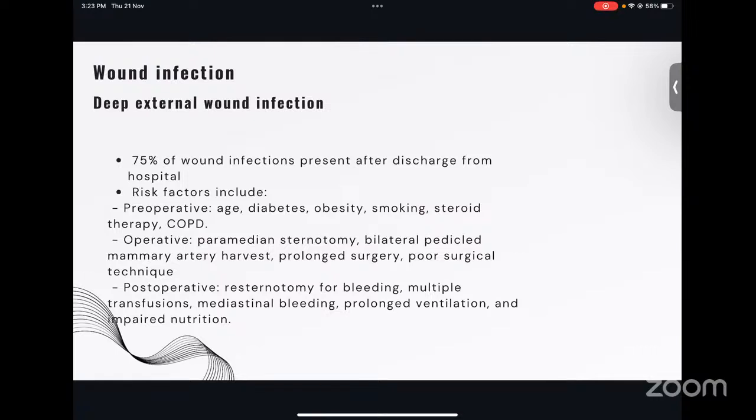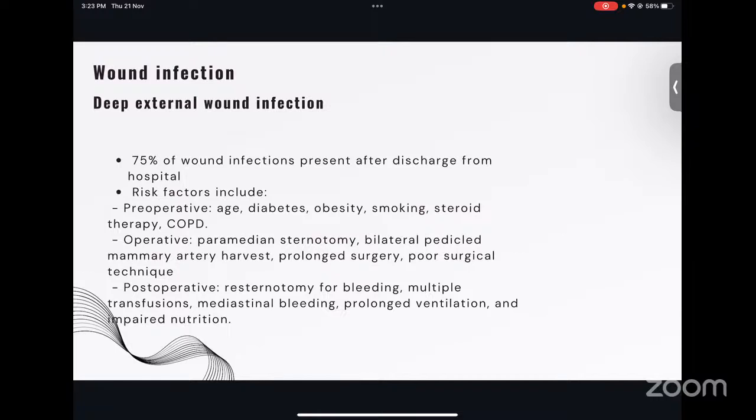Wound infection, starting with deep, sorry for this mistake, deep internal wound infection. It is infection in the tissue deep to the subcutaneous layer with either a positive culture or microscopic histological evidence, in a symptomatic patient with pus. Up to 75% of wound infections present after discharge from the hospital. The incidence is frequently under-reported.